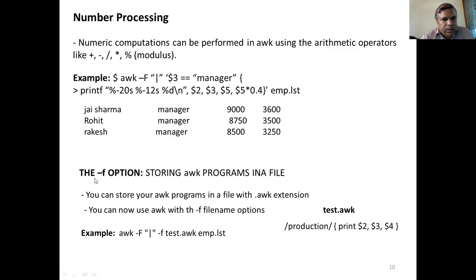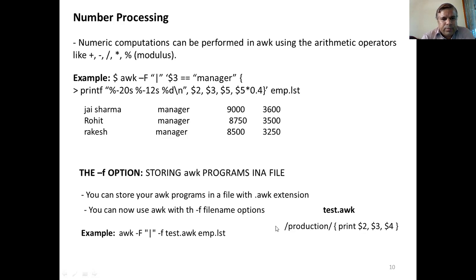Then the small f option. This is used for storing AWK programs in a file and executing them. You can store your AWK programs in a file with a .awk extension, and you can now use awk with -f followed by the file name. Assume that here is your AWK file, say test.awk. All AWK scripts are saved with a file extension of .awk, and it contains only the selection part and the action part.